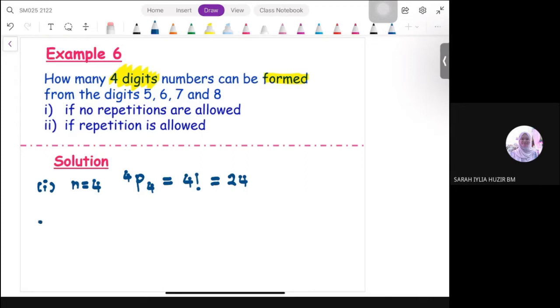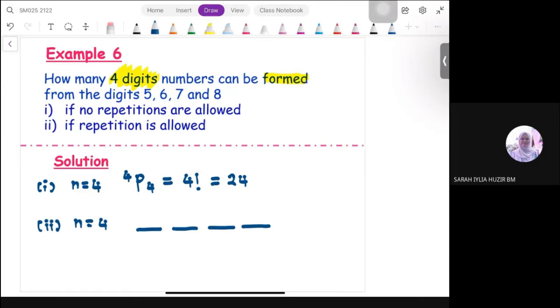Okay, moving on to the second situation when repetition is allowed. Okay, our n is still 4. So let's draw a box here to represent the situation. We want to rearrange these 4 digits, but each number can be used more than one time. Semua nombor tu kita boleh guna banyak kali. For example, kalau semua saya nak guna 5, maksudnya 5, 5, 5, 5. It's allowed in this case. Okay.